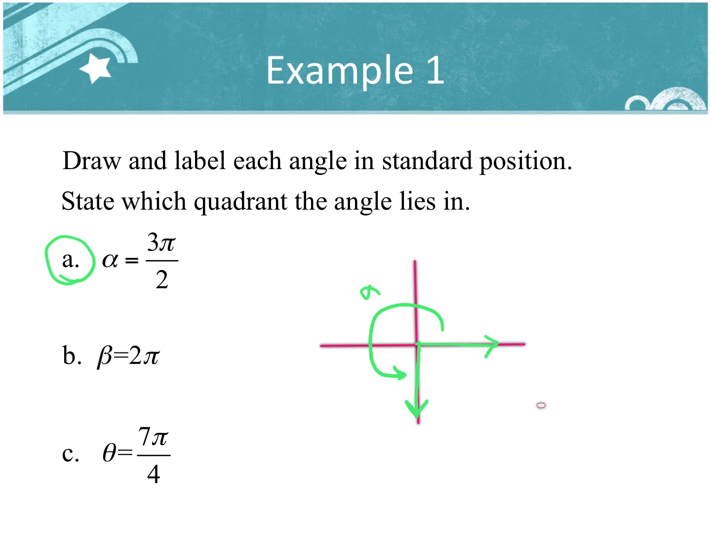All right, next. That's a beta. 2 pi, where? Where's it start? Where's it stop? All the way around. So it starts here and it goes all the way around back to here.